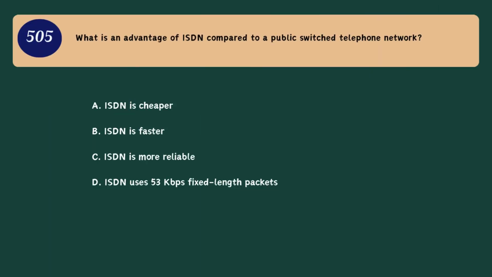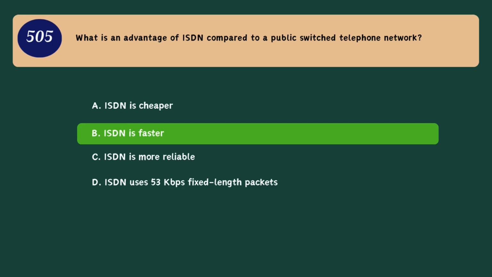Question 505. What is an advantage of ISDN compared to a public switched telephone network? A. ISDN is cheaper. B. ISDN is faster. C. ISDN is more reliable. D. ISDN uses 53 kbps fixed-length packets. Correct answer. B. ISDN is faster.